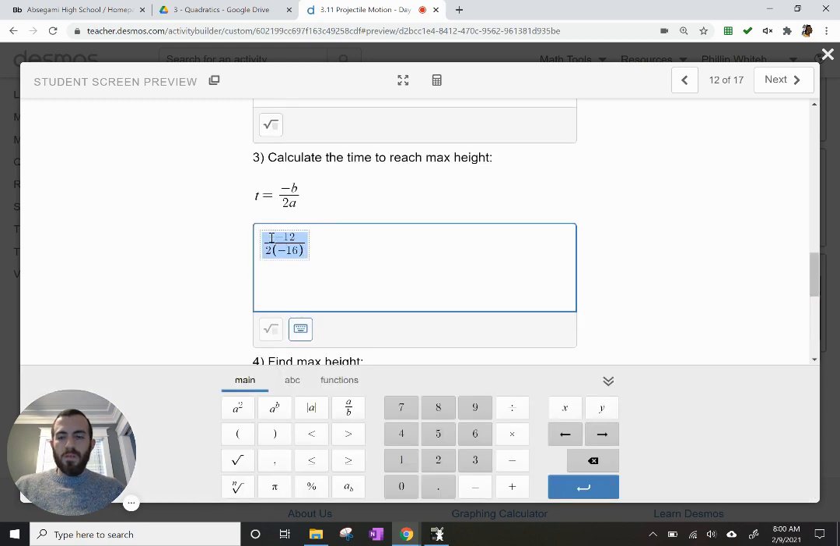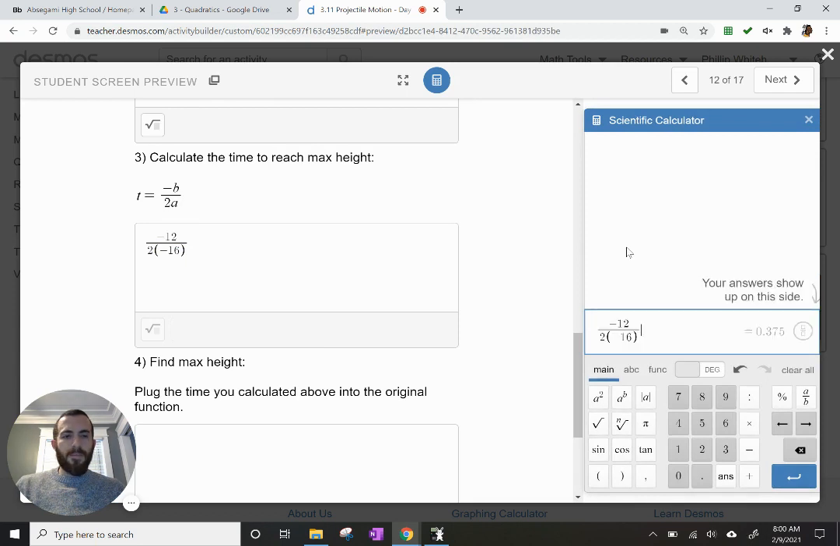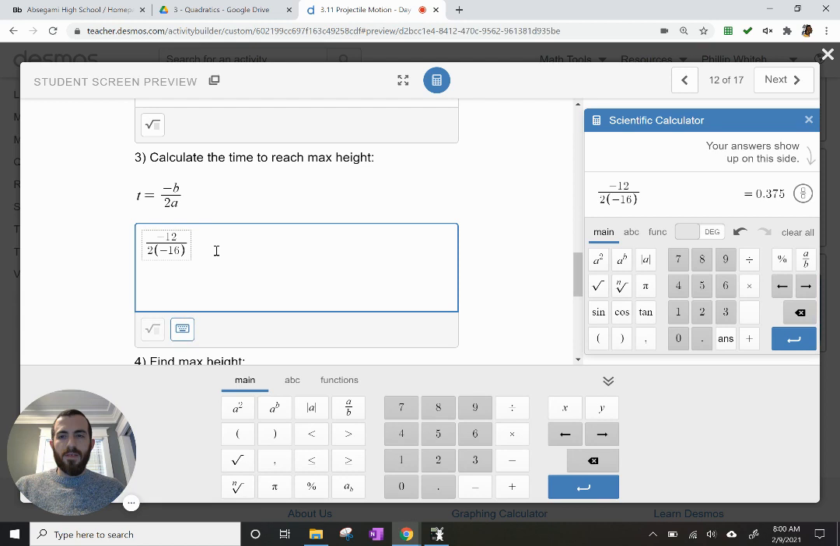That's what we'll do. Let's take that, put it in the calculator. We get 0.375. It's going to take us 0.375 seconds to get to the max height. So we're not jumping very high.